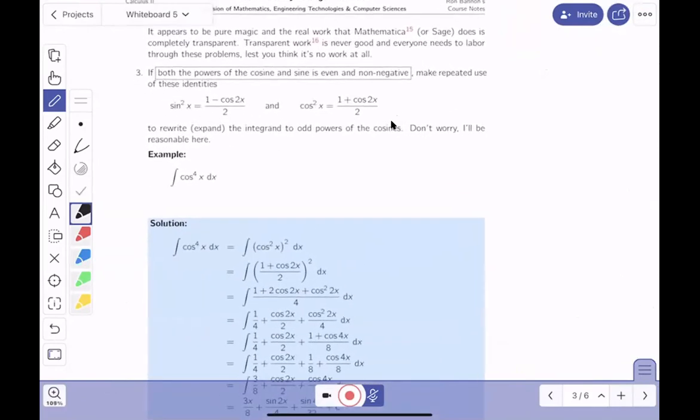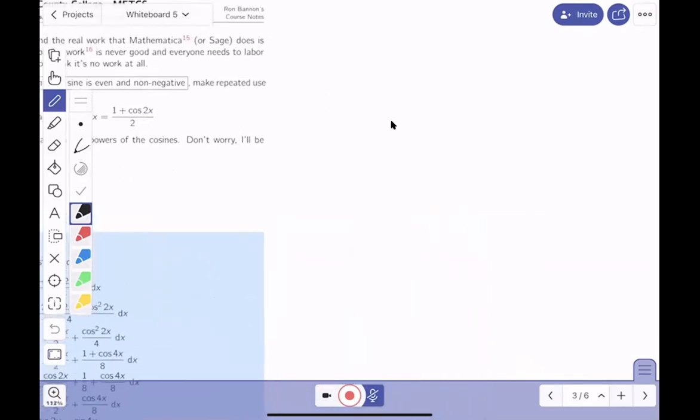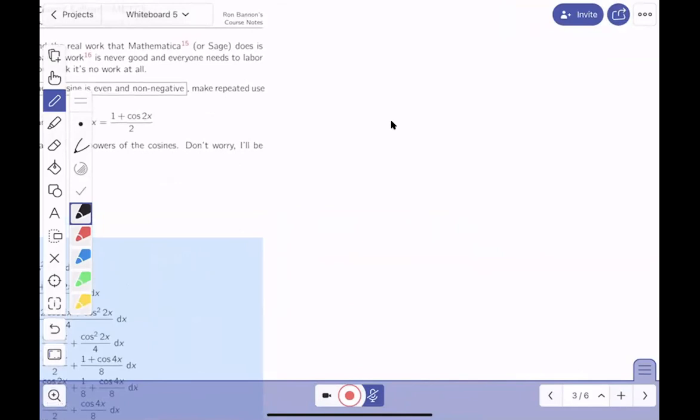Now number 3 says, both the powers of the cosine and the sine are even and non-negative. Make these substitutions. I want to go through this with you. And again, when I do this, I'm just reviewing what you did in Math 120. So let me write this down.